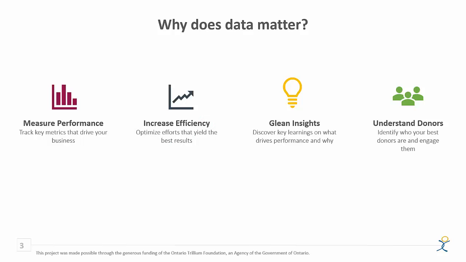So before we get into the data process, let's talk about why data matters. Data can help you to optimize how you run your business and can help you make better strategic decisions. Some of the ways data does this is through measuring performance by tracking key metrics that are driving your business, increase efficiency by optimizing the things that show better results, gain insights into things that drive performance and why they do so, and understand your donors or clients and engage them in a better way. These are just some of the ways that data can help your organization.